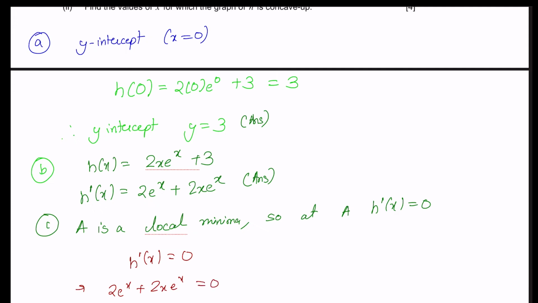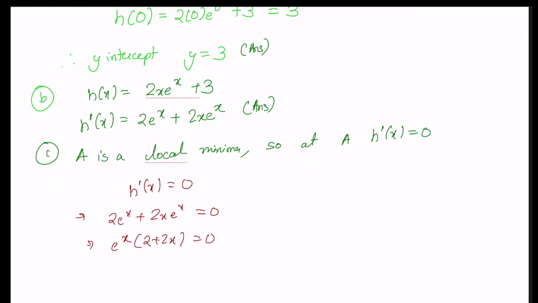I'll take e to the power x as common, so 2 plus 2x equals 0, right? e to the power x cannot be equal to 0. It would be equal to 0 only when x is minus infinity, and we're not working on that case here. So 2 plus 2x equals 0, which gives us 2x equals minus 2, which gives us x equals minus 1. So the x coordinate of A is minus 1.